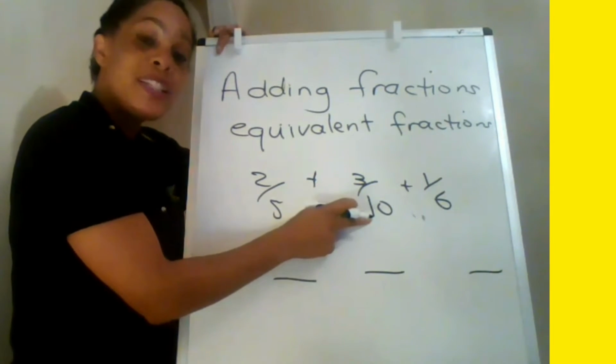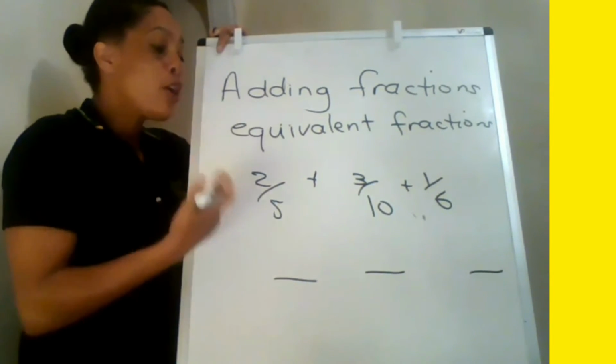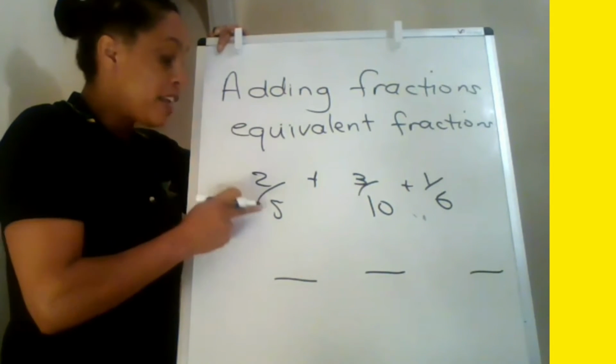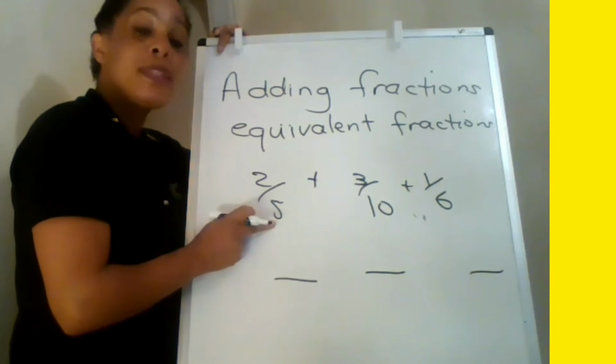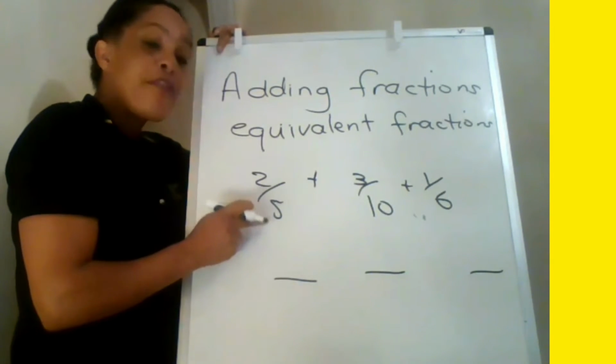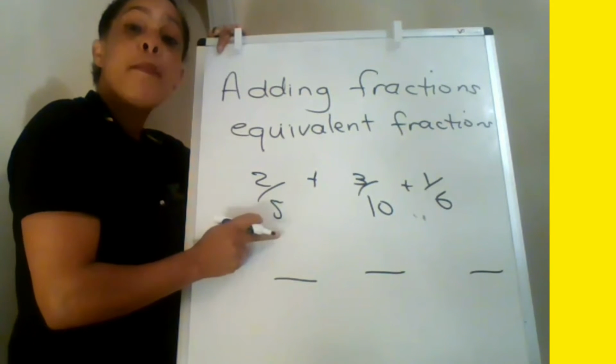We're going to look at the biggest denominator, because there's more than 2. So I'm going to look at the 10 times table, searching for the first number that is in the 5 times table, the 10 times table, and the 6 times table. I'm searching for a common multiple.